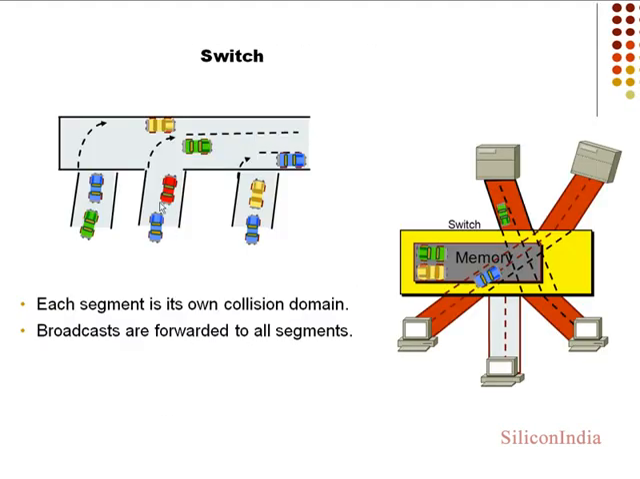That's how the switch looks, with different lane systems. There is no chance of collision that can happen here. That is how the switch functions. So each device is said to be in its own collision domain, whereas the broadcast can still be forwarded to all devices. So all the segments are said to be in a single broadcast domain, and each segment is its own collision domain.